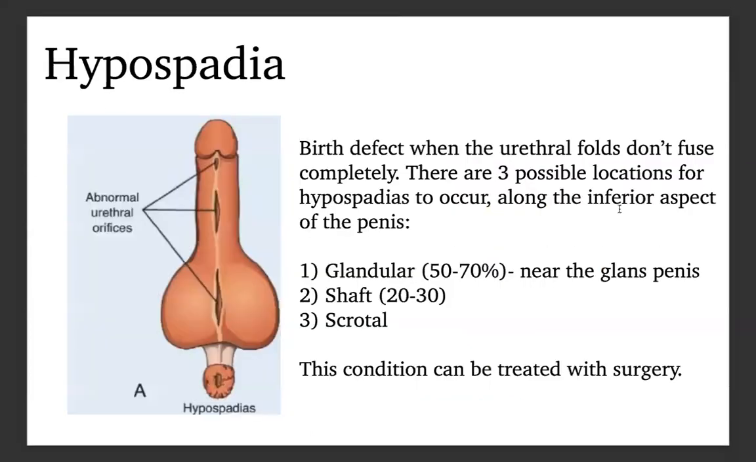Now, finally, we have hypospadias. Hypospadias is a birth defect that occurs where the urethral folds don't fuse completely. There are three possible locations for this hypospadias to occur: glandular, which is near the glans penis, the tip of the penis; then you have the shaft; and then you have the scrotal hypospadias. And these conditions can be treated with surgery.